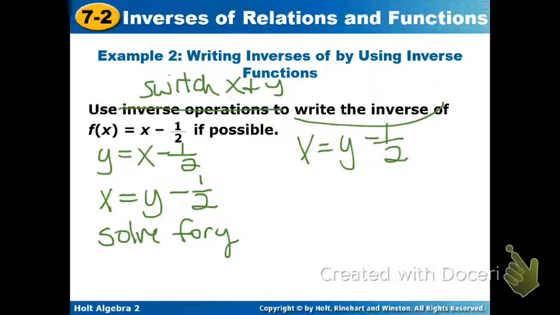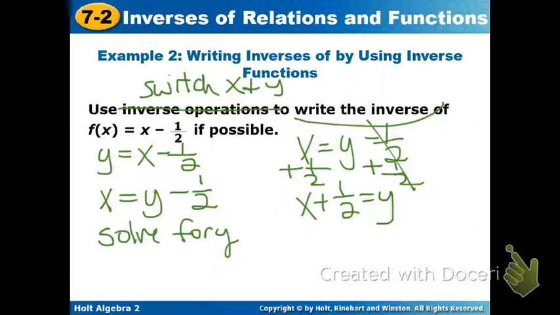If we want to solve that for y, what do we need to do? We need to add 1/2. So let's do that. So our halves are gone now. So we have, on the left, x plus 1/2 equals y. But this y is now the inverse. So we're going to write it using our new inverse notation. So it's going to look like this.